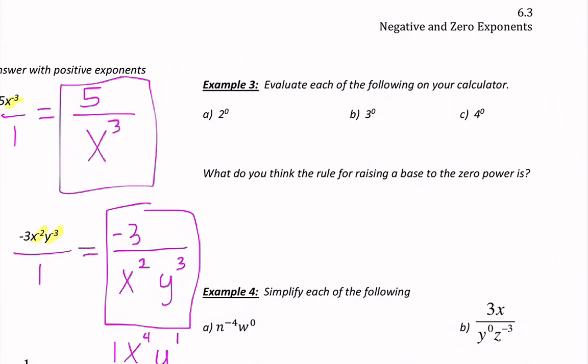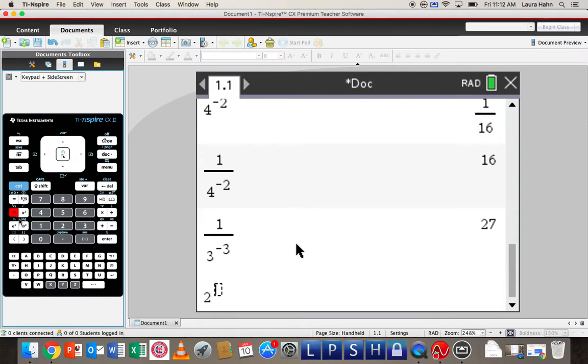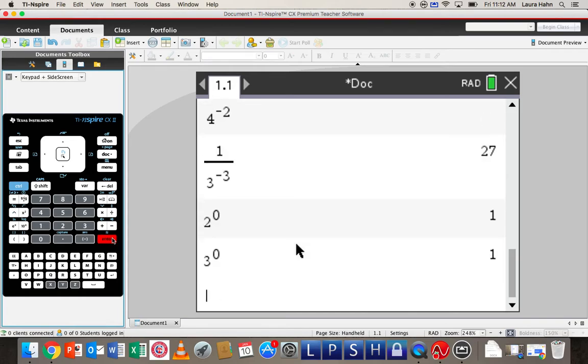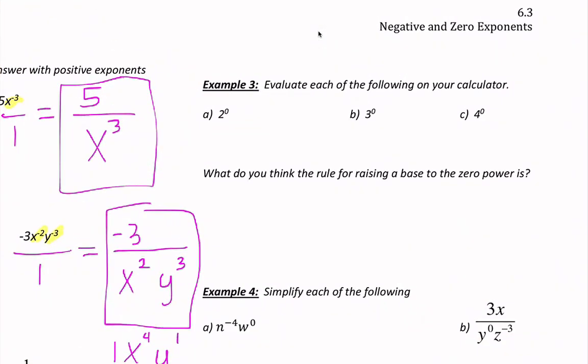All right, so I'm going to type A, B, and C into my calculator. So 2 to the 0 power, 3 to the 0 power, and 4 to the 0 power. So let's go type those in. So 2 to the 0 power is equal to, 3 to the 0 power is equal to, and 4 to the 0 power. Notice, no matter what it was, if it's raised to the 0 power, it turns it into a 1. So your rule is, when you raise something to a 0 power, it becomes 1.